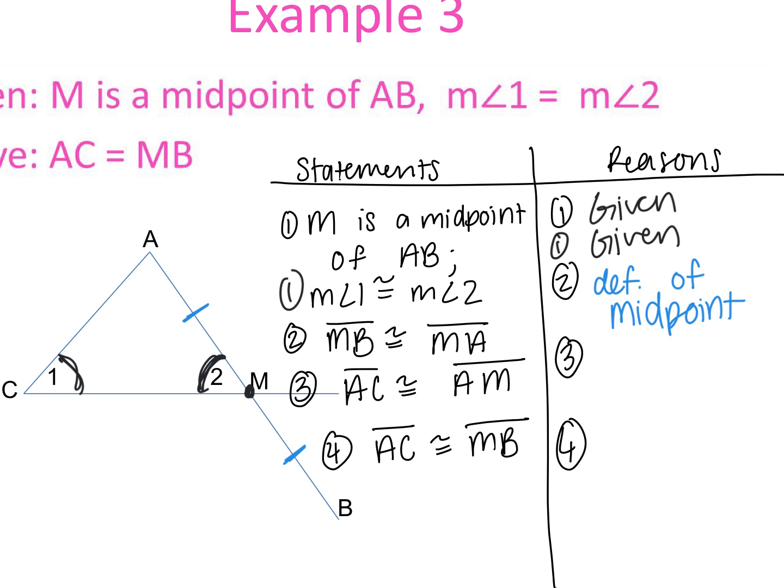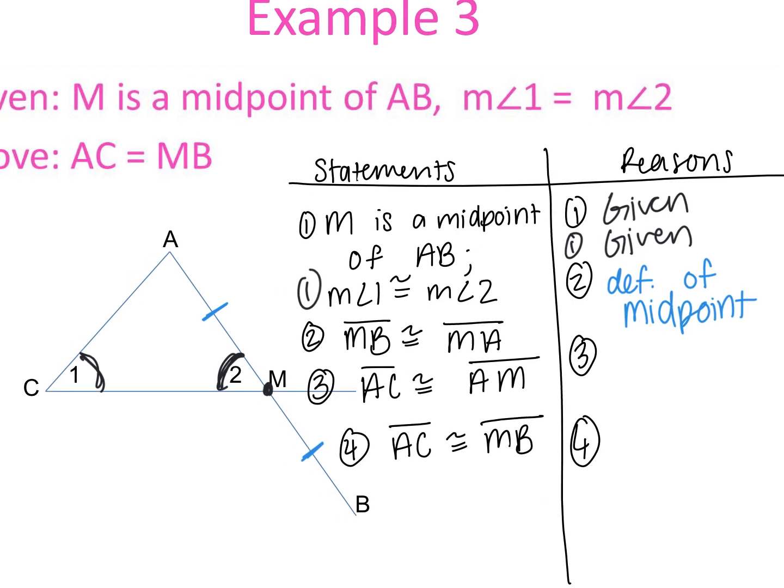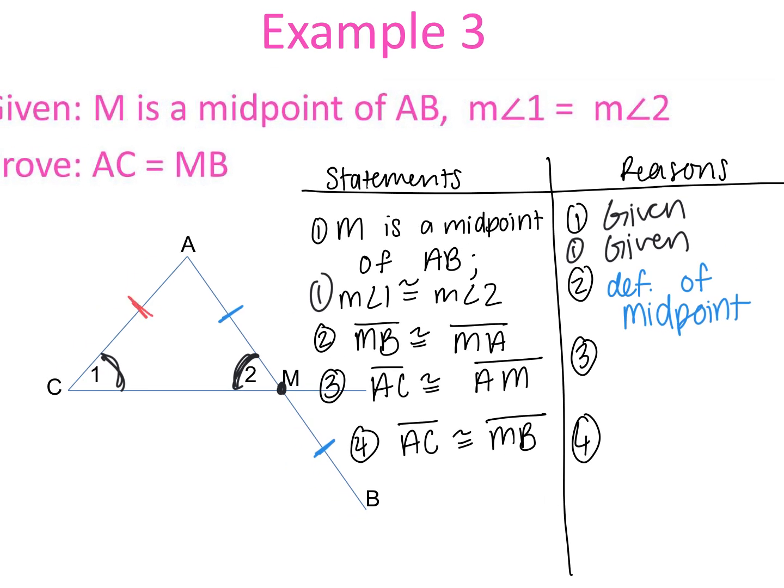So now I'm going to number 3. Number 3 is stating AC is congruent to AM. So AC is congruent to AM. How would I know that? I know that because they're giving me my two angles, and then I'm stating my two sides. What theorem is that? Angles to sides. Converse. Good. This is converse base angles theorem.